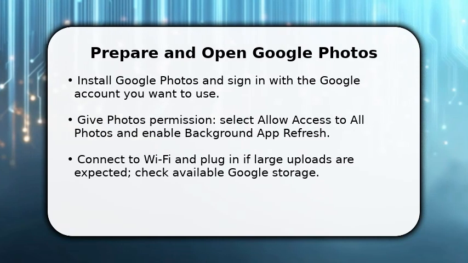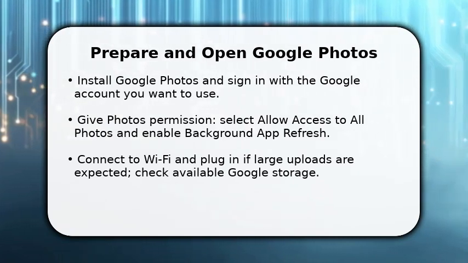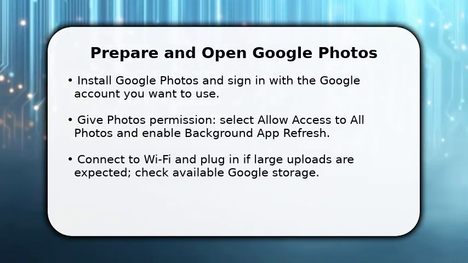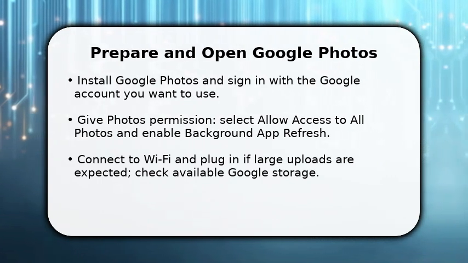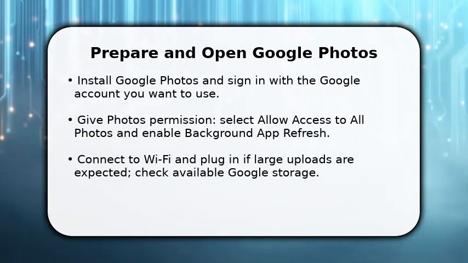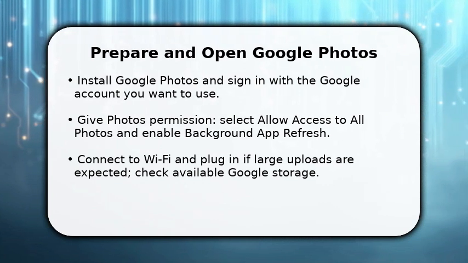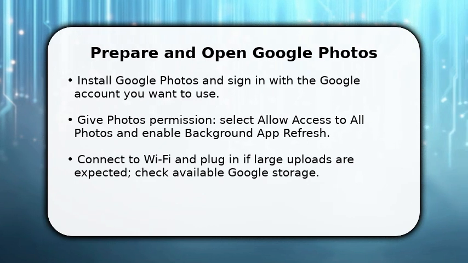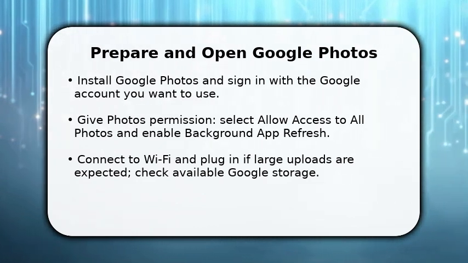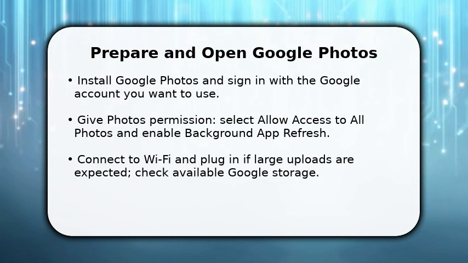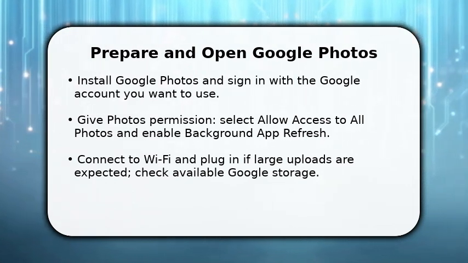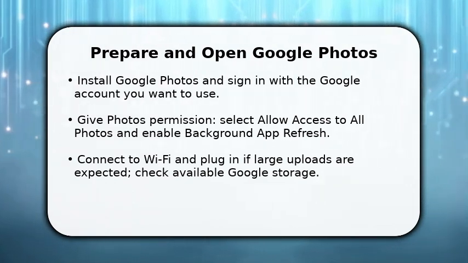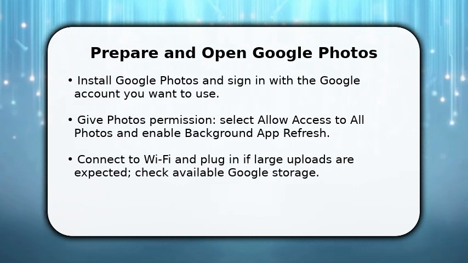You start by getting the app ready. Install Google Photos and sign in with the account you want to store images in. Once done, grant Photos full access to all photos so uploads aren't blocked, and enable Background App Refresh so uploads continue when the app is backgrounded. Make sure you're on Wi-Fi and check your Google storage quota. If you're low on space, pause and free enough room. Now open the Photos app and we'll start the actual backup process.